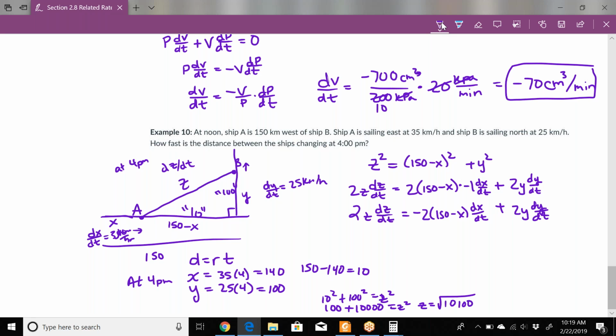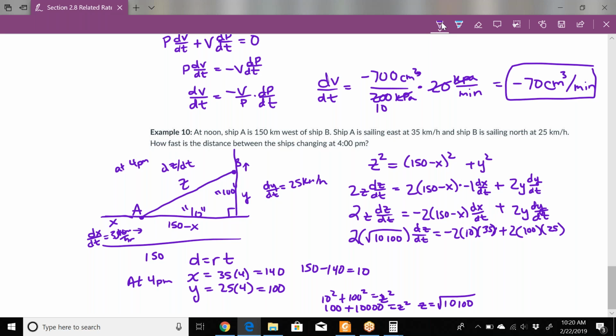So let's plug in what we know. We want to plug in 2 times the square root of 10,100, and then that's dz/dt. This is -2 times 150 minus the x, which we already know came out as 10. And then dx/dt was 35. Plus 2 times y, which was 100 at that instant, and dy/dt was 25.